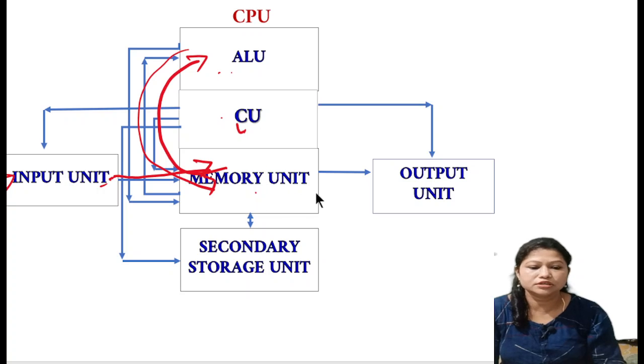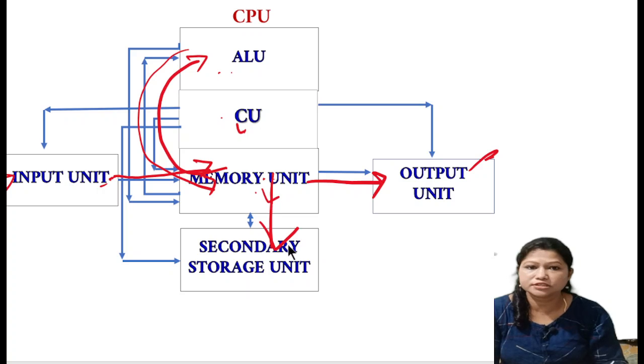If the data needs to be shown to the user, it goes to the output unit, whatever output devices are there. And if the data needs to be saved only, it is saved here, and as soon as it is saved, it goes to the secondary storage device, that is the hard disk of a computer system. So this way the data flows among the various components in a computer system.